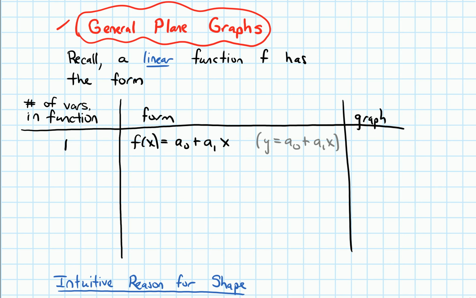These are lines. And the variables in the equation of this line are the input variable, which was the x, and the output we're calling y.